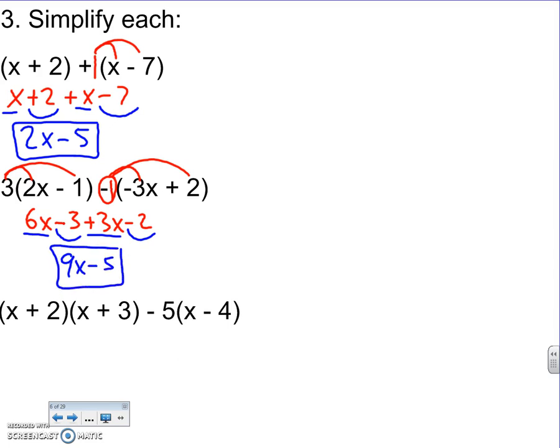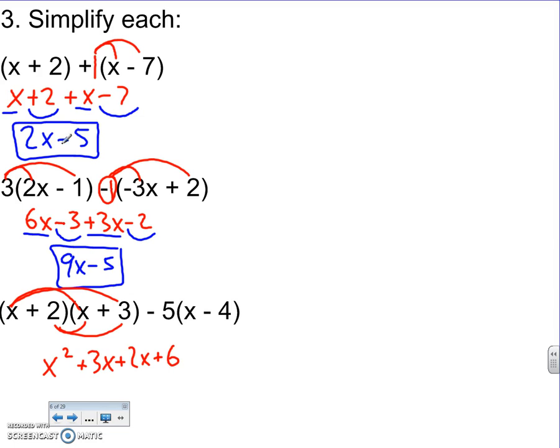And this last one's actually a combination problem. It's a subtraction problem in the end. It's this first thing minus the second thing, but for the first thing you get a double distribute. It's actually like that last slide. So here I'm gonna have to double distribute this. I get 4 terms. I'm gonna get x squared plus 3x plus 2x plus 6.